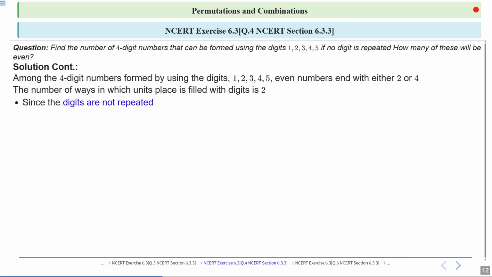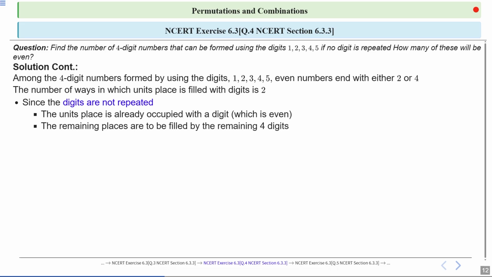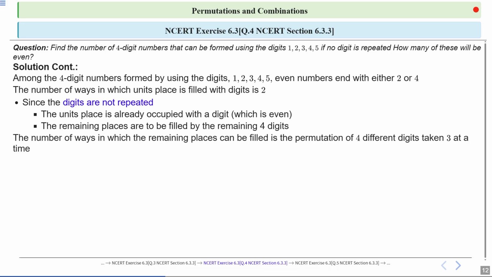Since the digits are not repeated, with the unit place occupied by an even digit, we have 4 remaining digits to fill the other 3 places. The remaining 3 places need to be filled with the remaining 4 digits. So the number of ways to fill the remaining places is given by the permutation of 4 different digits taken 3 at a time.